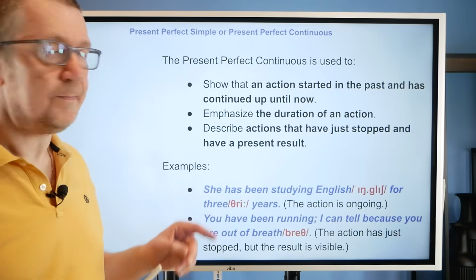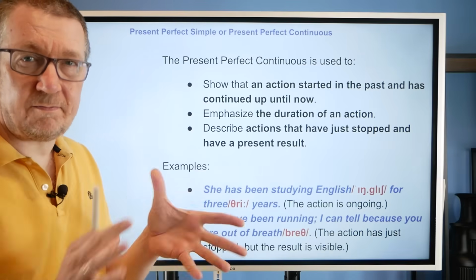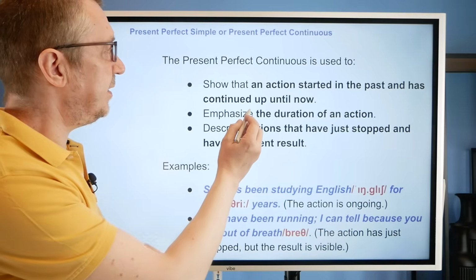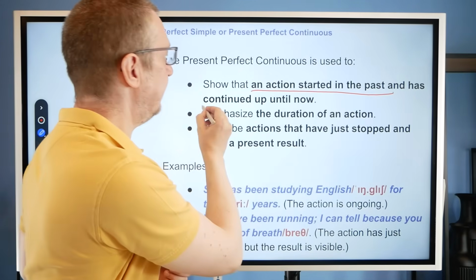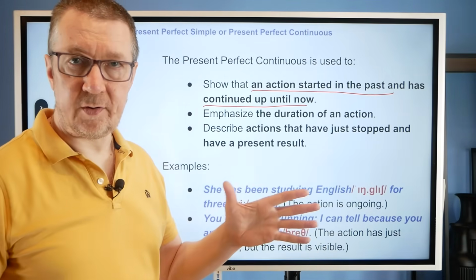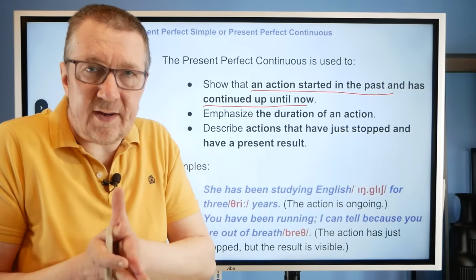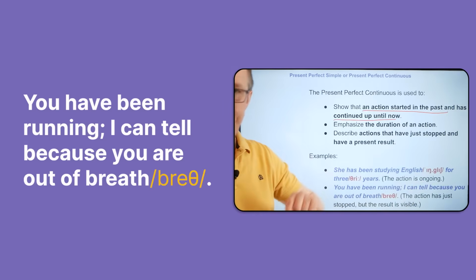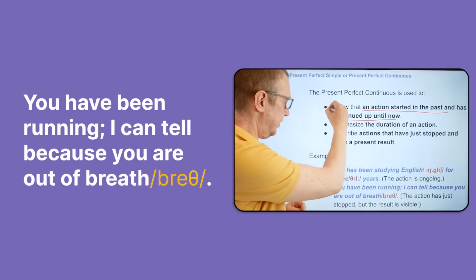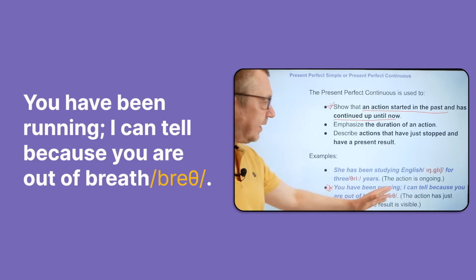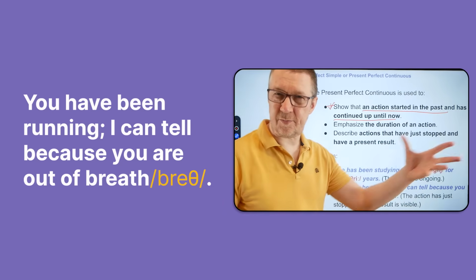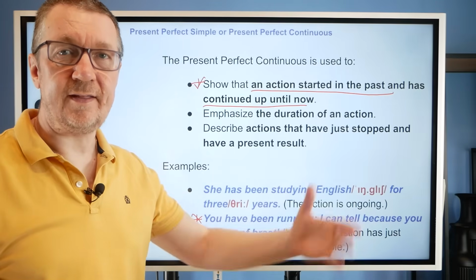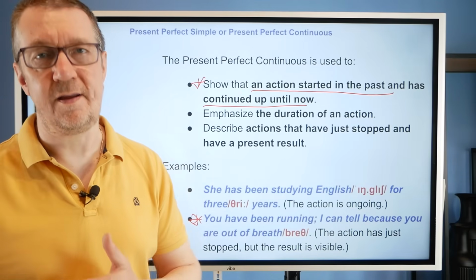But let's just have a look now at the present perfect continuous main points. So as I mentioned a few minutes ago, it can be used for an action that started in the past and continued up until now. Okay, so something that started in the past and is going right up to this point. So for example, you have been running. This is a good example to show this one. You have been running. I can tell because you're out of breath. Remember, we talked about the raining because you're wet. Okay, so you have the result. You can see something. And you're saying, this is why, because I have been running. I am out of breath.